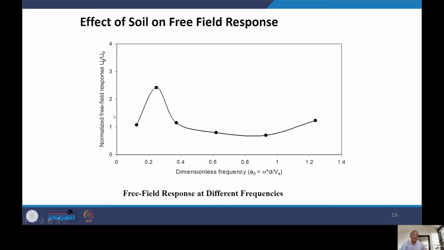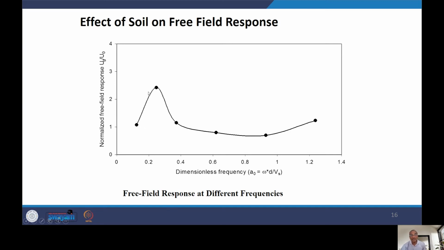Now coming to the y-axis, the free field response has been normalized with respect to the amplitude of the input motion. So you have UG, the amplitude of the response at the ground, divided by the amplitude at the bedrock level. This is also called the transfer function, as we discussed in ground response analysis. And in this case, the effect of frequency has been shown.